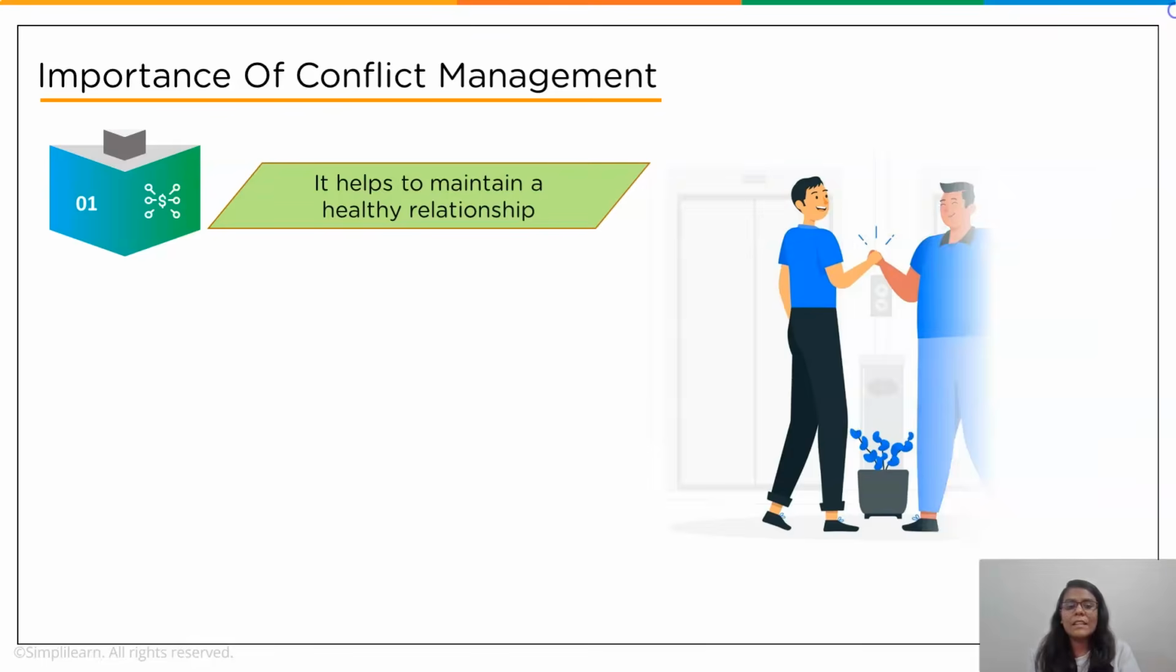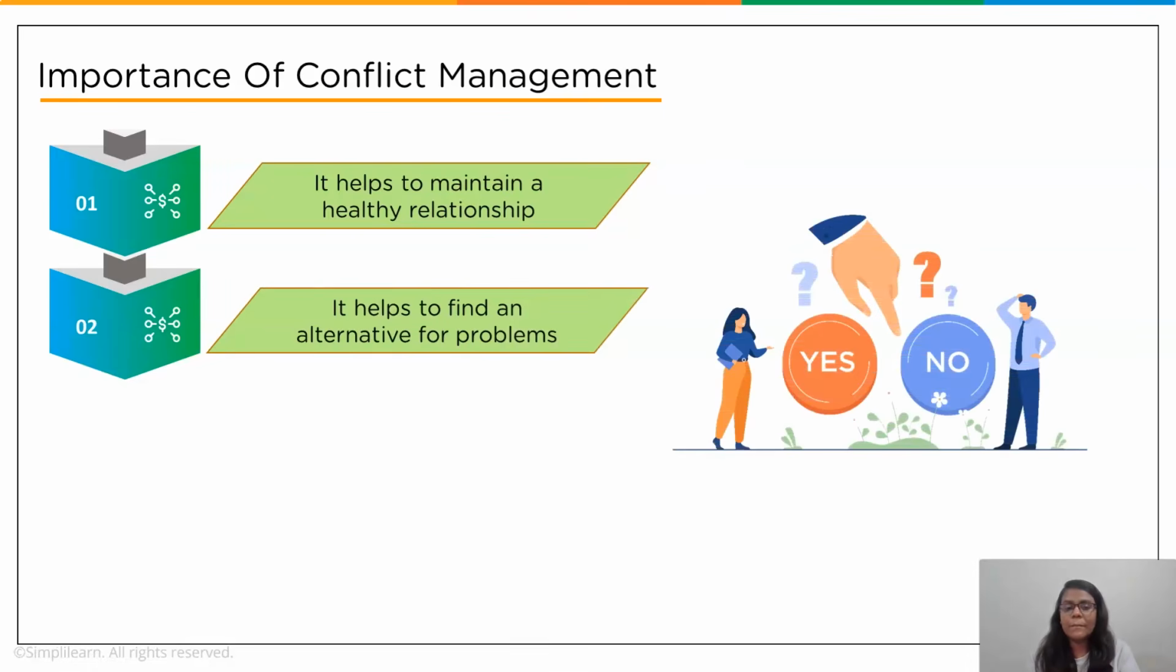Next, it helps to maintain a healthy relationship. Conflict spoils the ambience and spreads negativity at the workplace, leading towards unnecessary arguments, disrespect, etc. So conflict management prevents quarrels between employees and makes the work more peaceful.